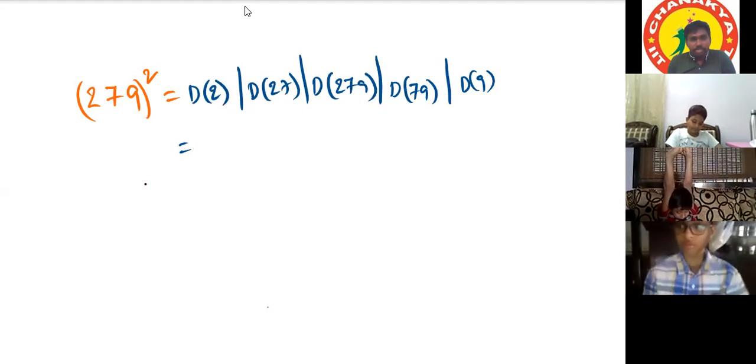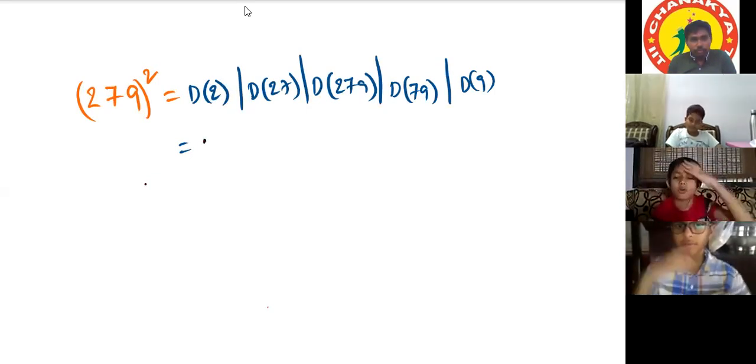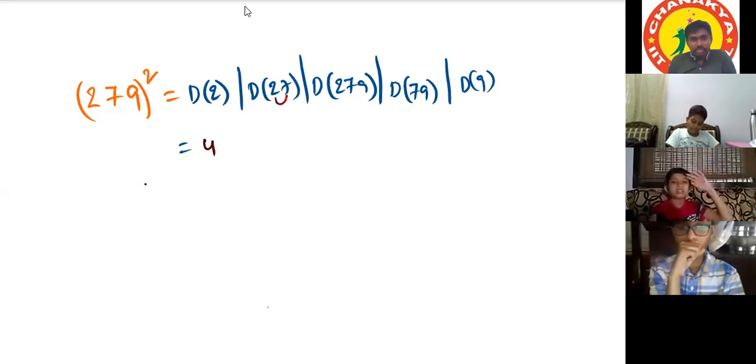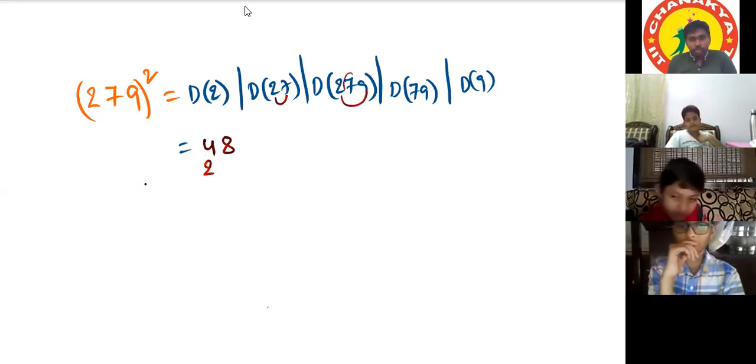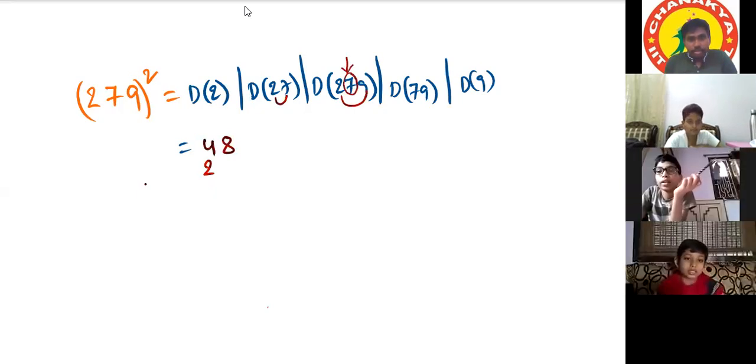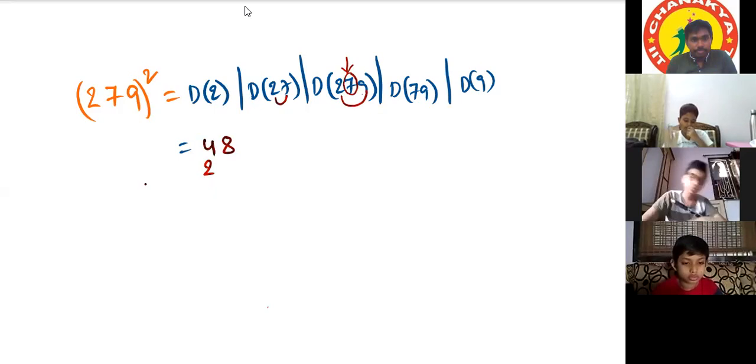Okay, tell me, what is the duplex of 2? 4. Duplex of 27 is? 2 times 2 into 7, that is 28. We have to write it in this way, 2 and 8, in the balancing way. Then what is the duplex of 279? 2 times 2 into 9, that is 18, plus the square of 7, 49. Not 18. 2 times 2 into 9. 36 plus 49 is 85.